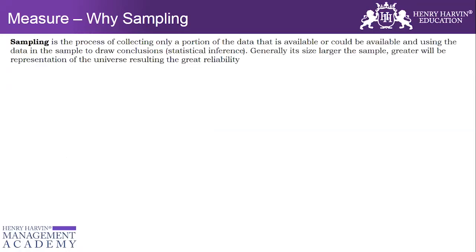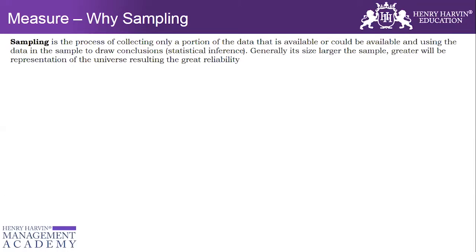Now we will get into why sampling. Sampling is a process of collecting only a portion of the data that is available or could be available and using the data in the sample to draw conclusions. Generally, the larger the sample, the greater will be the representation of the universe result, the greater the value.